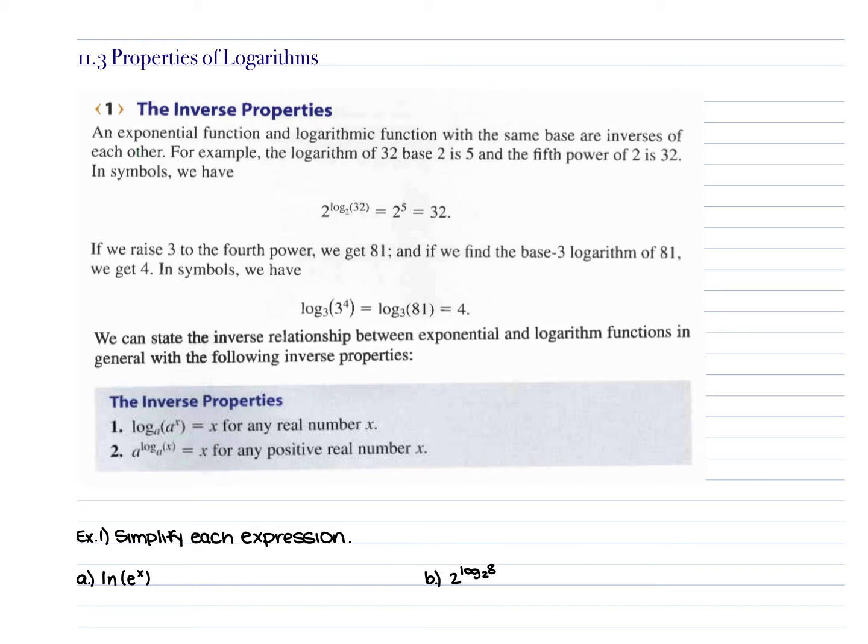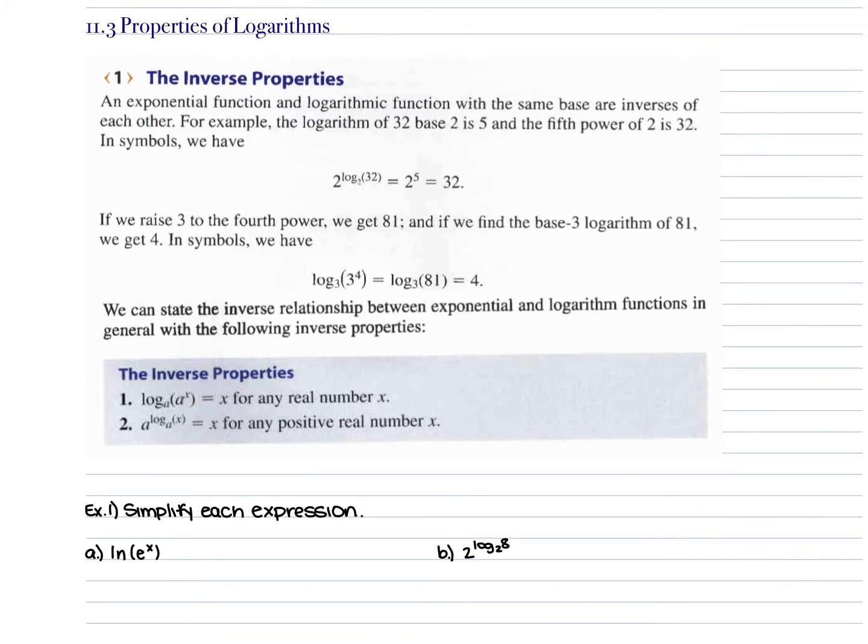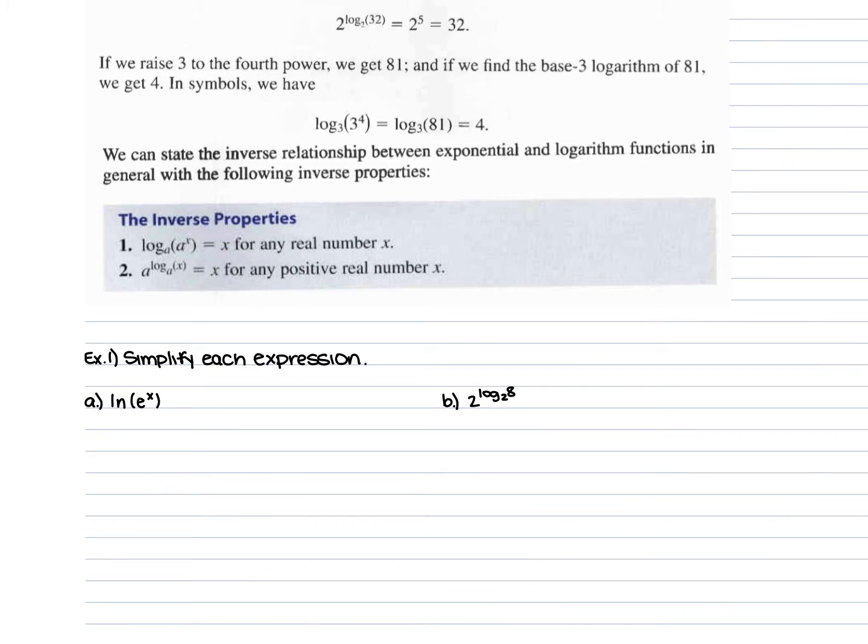11.3 goes over properties of logarithms. What we're going to start with is when we are working with the natural log and e, as well as a base raised to the power of log with the same number as its base. So when you are multiplying the natural log by e, like you are in example 1a, they actually cancel each other out because they're inverses of one another, and the only thing that you have left is that power.